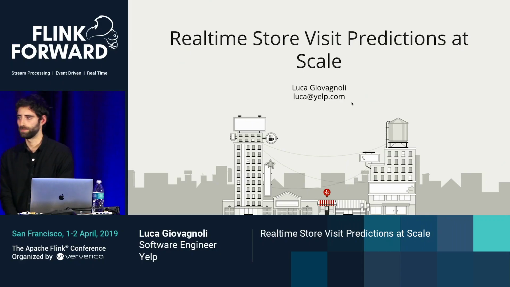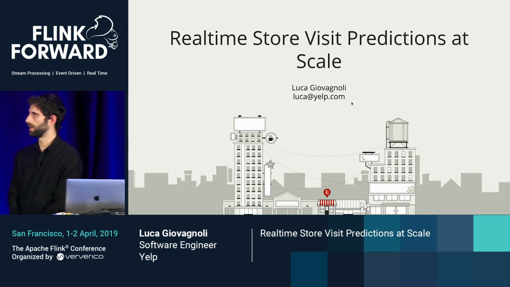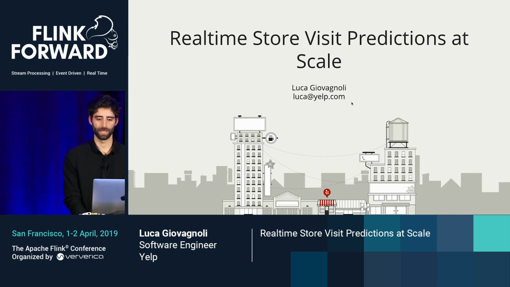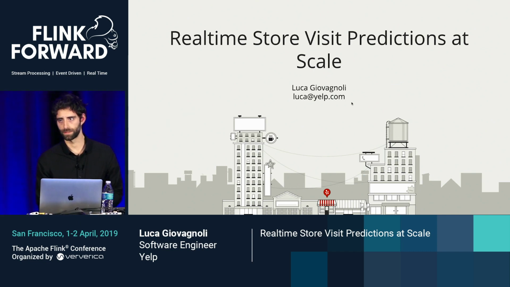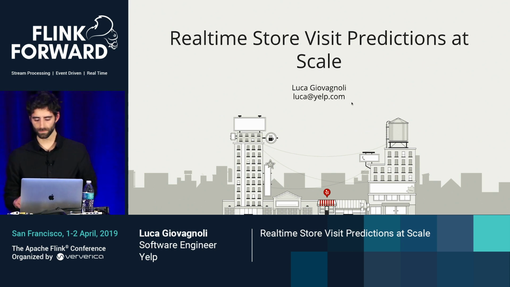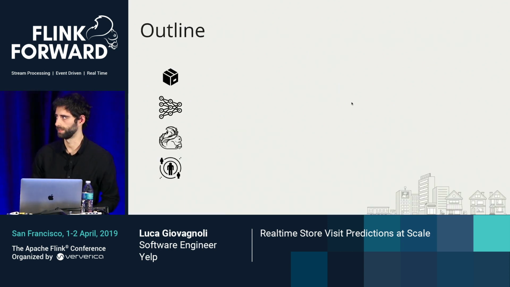I work in a team that is called Core Machine Learning. Previously, I was in user location intelligence, and this project is related to the work I did there. I will speak today about real-time store visit predictions at scale. It's a Flink use case, and I'd like to focus on how great Flink was to enable a data team like ours to do stream processing.